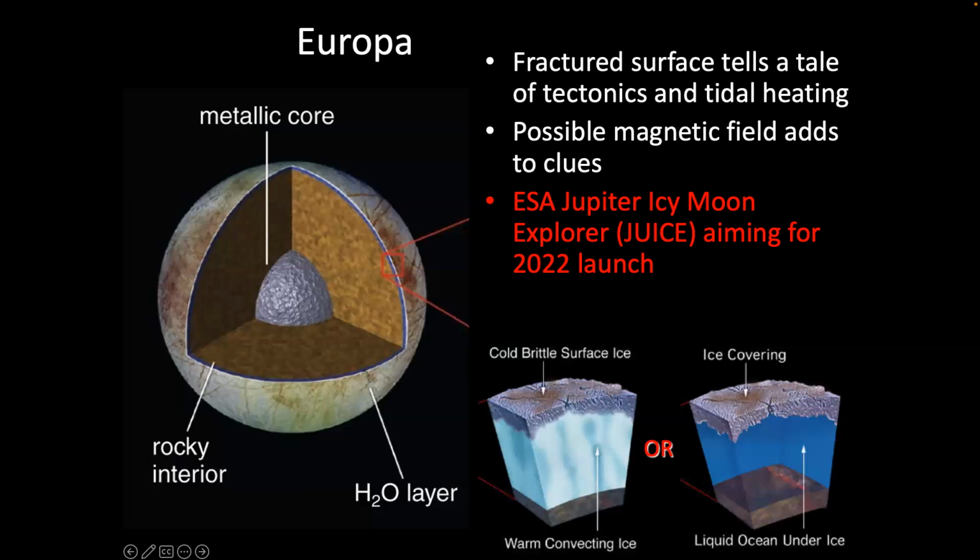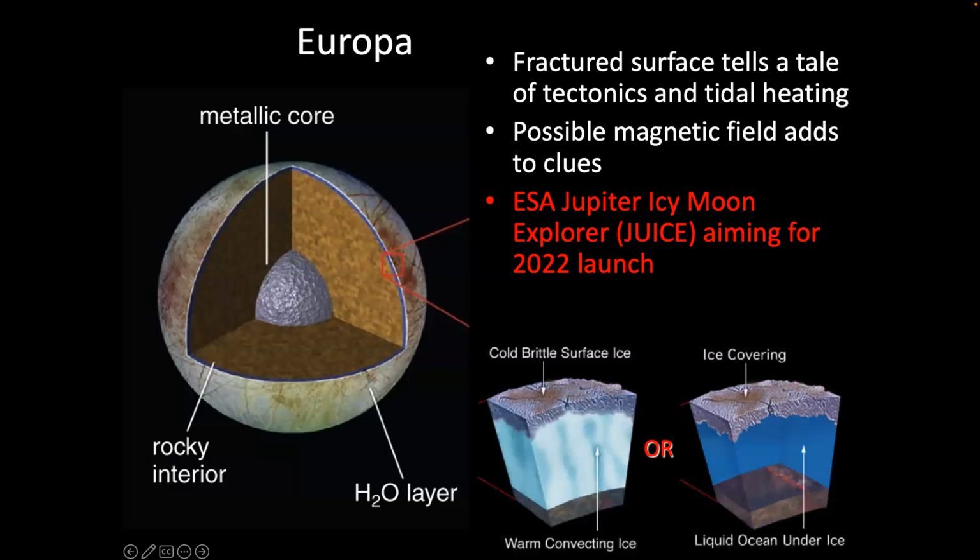Sure enough, we saw that from the fractured surface. We saw evidence of tectonics, ice tectonics. We saw evidence of tidal heating, keeping that little layer underneath warm. And this thing is tiny, so it's not holding on to any sort of radioactivity in the middle. All of this heating is simply coming from tidal heating. And the biggest question we want to answer is whether, so there's a launch supposedly this year, I forget if it gets pushed back, whether it's full liquid ocean or warm convecting ice.